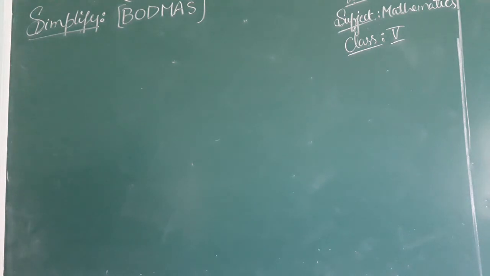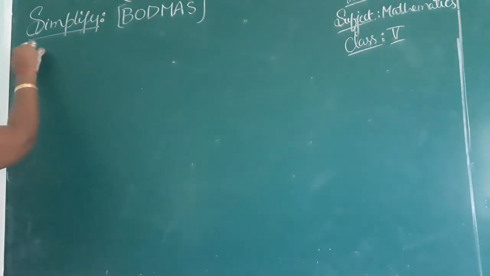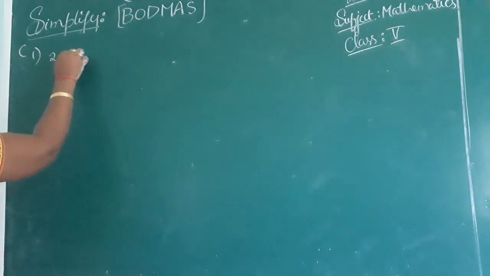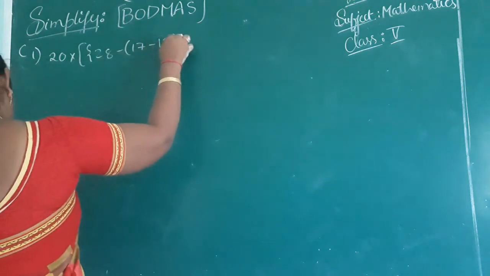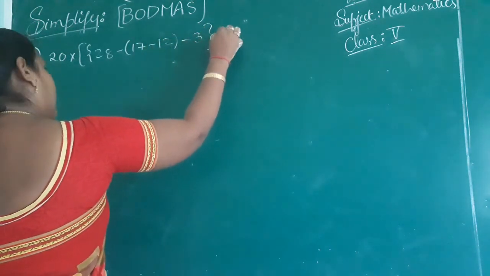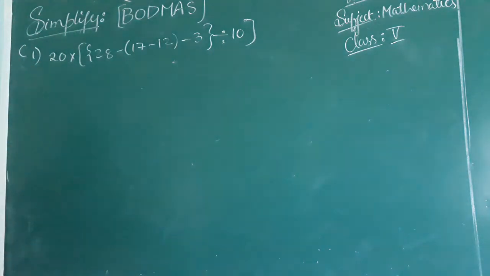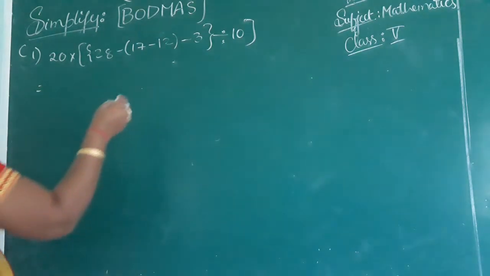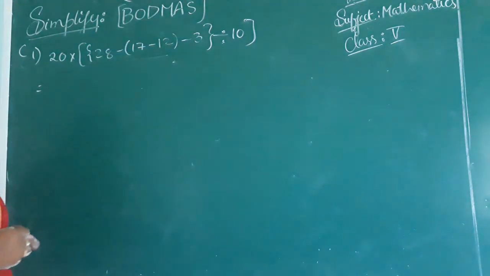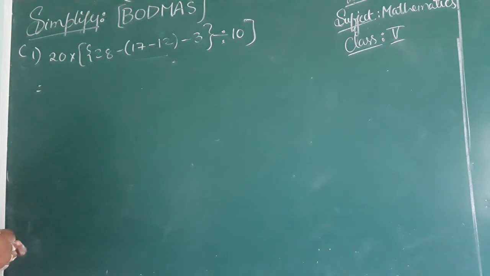See the first sum. 20 into square bracket of curly bracket 28 minus of round bracket 17 minus 12, minus 3, curly bracket closed, divided by 10, square bracket. Children, if you observe this sum, they have given 3 types of brackets: round bracket, curly bracket and square bracket. So first you have to simplify the round bracket.